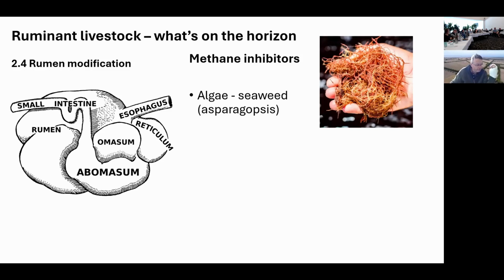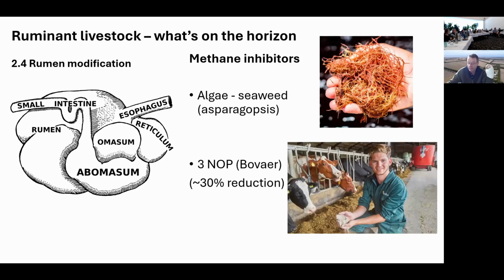So that's one of them. What else have we got in here? Yeah, there's one that you can buy at the moment, which is 3-nitrooxypropionate, or called Bovaer. It's a commercial product.